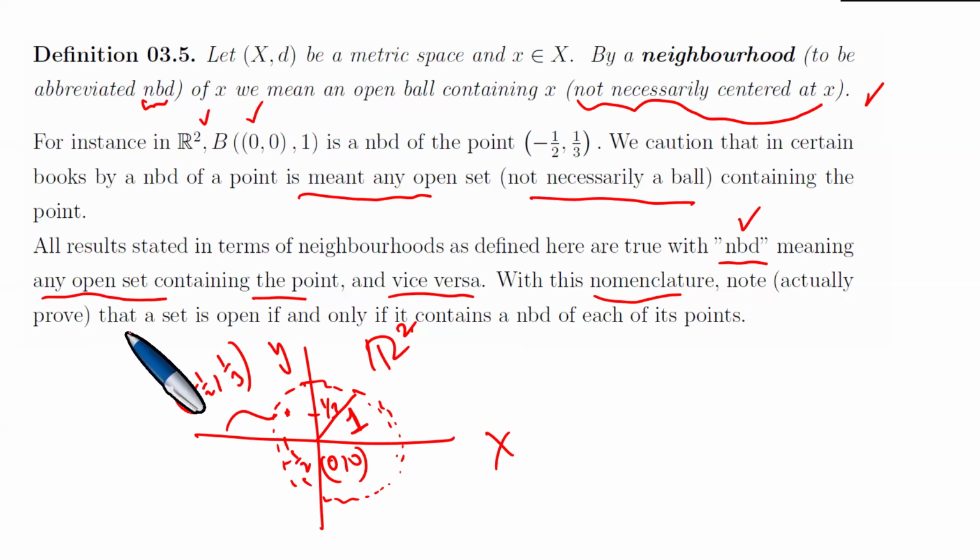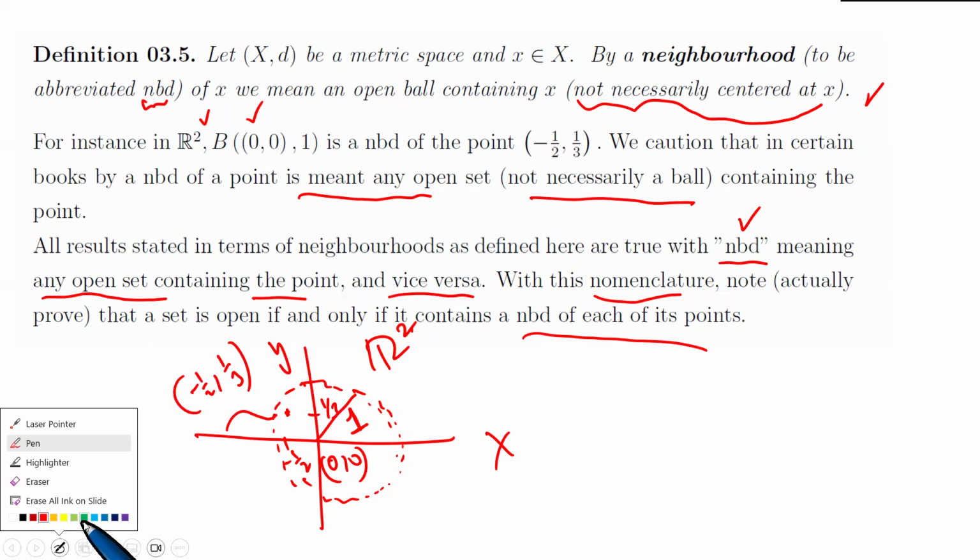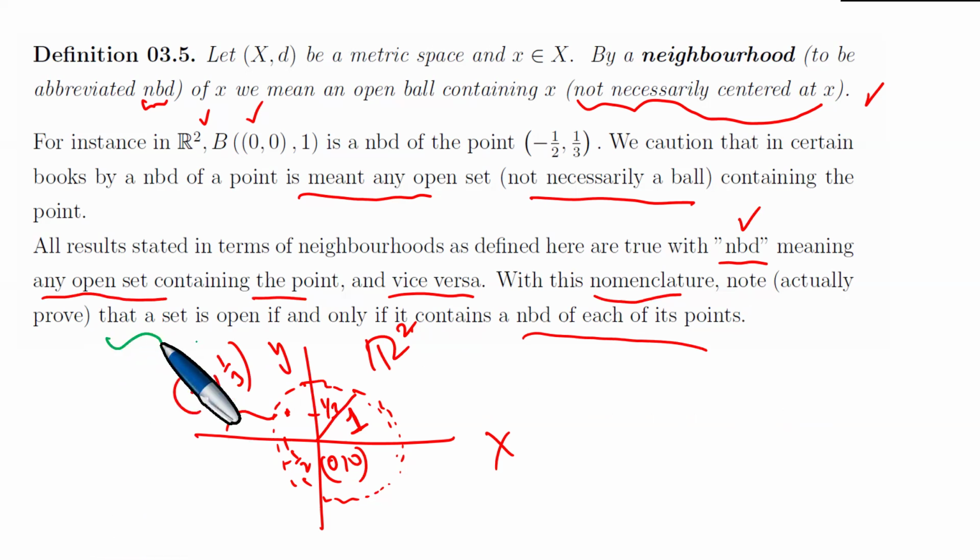note that we can prove that a set is open if and only if it contains a neighborhood of each of its points. This is very interesting because it reminds me of the characterization you gave earlier: can we say a set is open if and only if its complement is closed? We had that discussion a few minutes ago, and here one characterization that this study guide is giving is that a set is open if and only if it contains a neighborhood of each of its points.